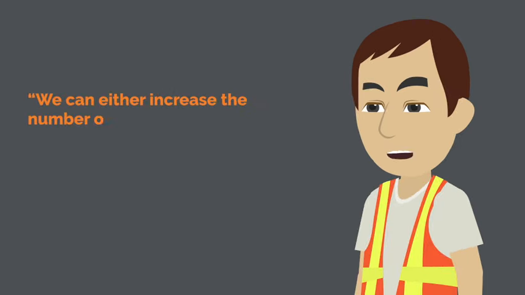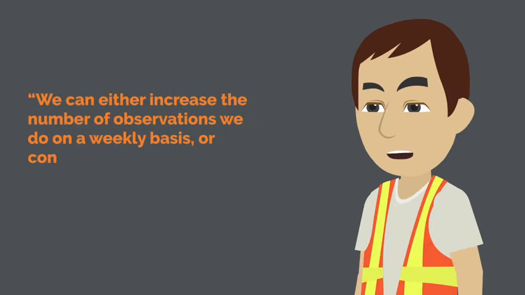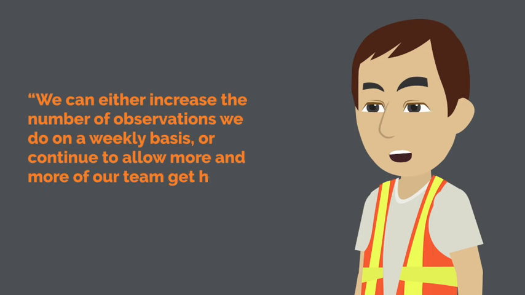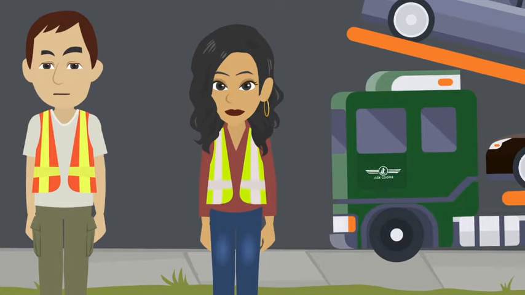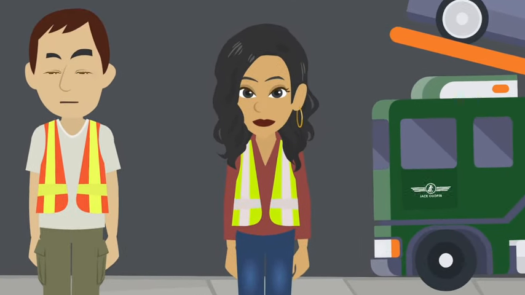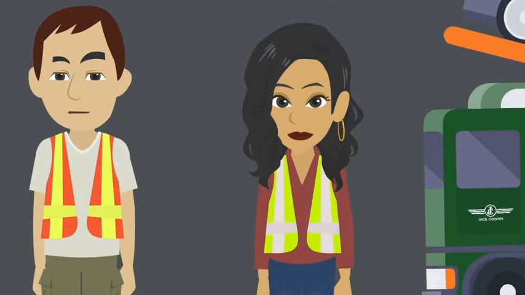To this, Bob replies, "We can either increase the number of observations we do on a weekly basis or continue to allow more and more of our team to get hurt at work." How could Bob reframe his position in a way that opens the discussion and ensures Bob and Billy take the best course of action for their team?